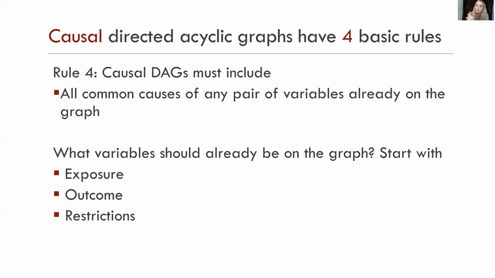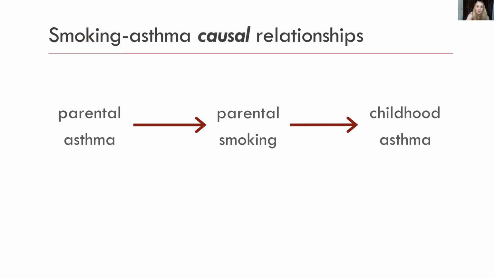Once we have those three types of variables on our DAG, then we have to start thinking about what variables may be common causes of any of those. So let's take a look at an example. If we wanted to think about the relationship in that bigger DAG we looked at between smoking and asthma, one of the things we say there is that parental asthma is a cause of parental smoking, and parental smoking is a cause of childhood asthma.